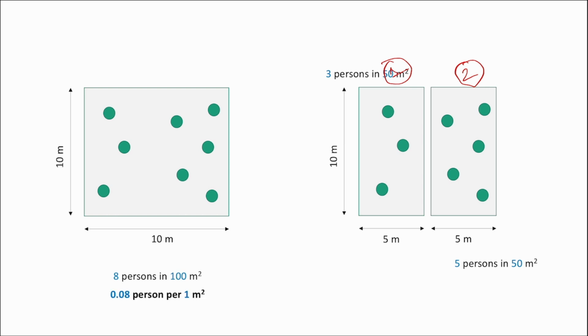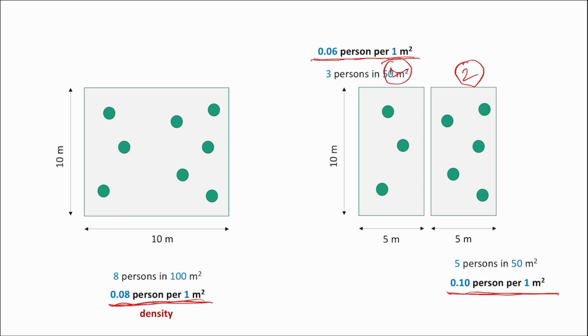We simply can compute a density, right? So we can compute how many persons we have per 1 square meter. If we do it for the first case, we have 0.08. If we do it for the split case, we have 0.06 for room number 1, and then we have 0.10 for room number 2, right? And then you can see that the 0.08 is simply the average of these two values, right? So the overall comfort is the same, but now if we split this into two rooms, we can see that this one is a little bit less dense and this is a little bit more crowded, more dense.